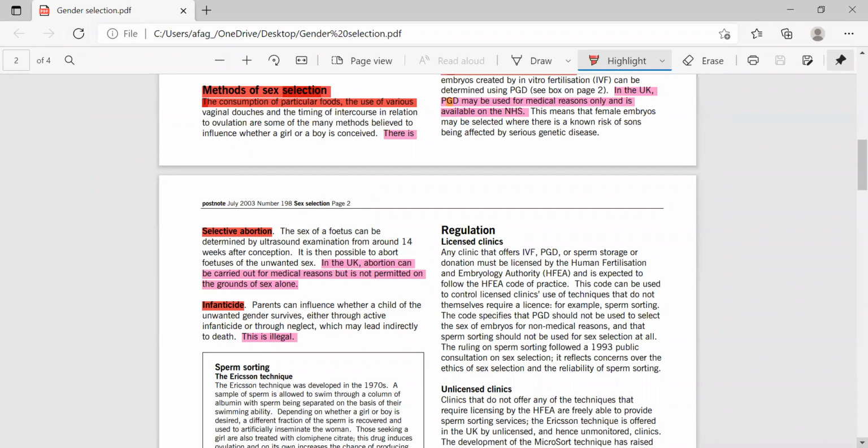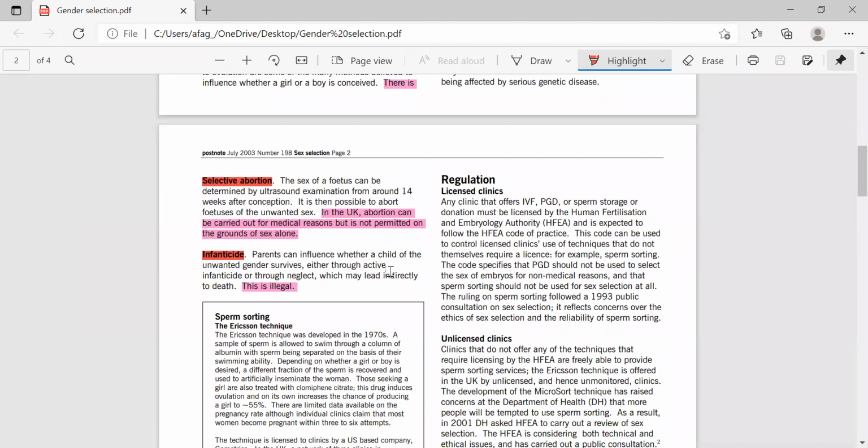Unless, again, there is a serious genetic problem or disease that could handicap the child or can seriously affect the mother's condition, the pregnancy. Otherwise, abortion is illegal. And also the parent can choose to terminate the pregnancy by other illegal ways, but that is also illegal.